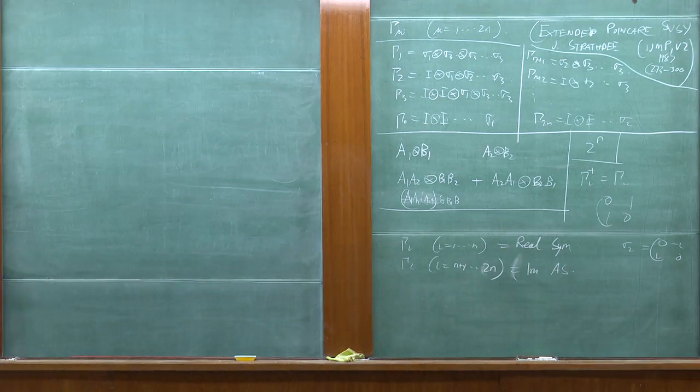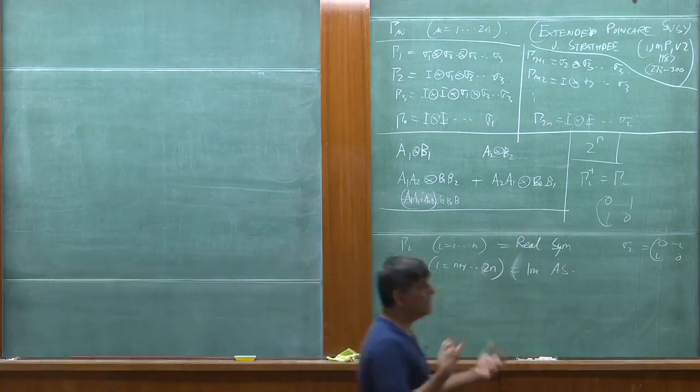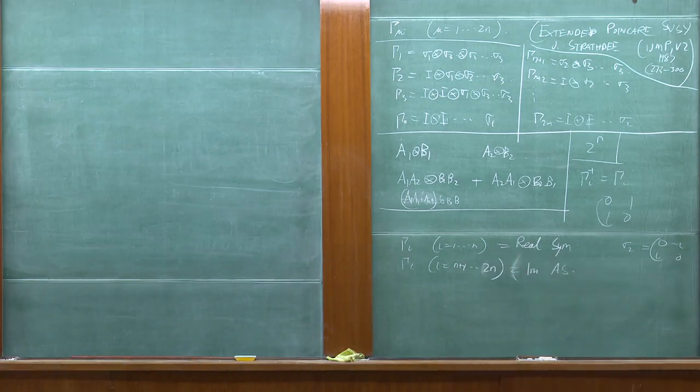Okay. Now we will often, in what we do, need a matrix whose similarity transforms with the gammas produce a transposition.